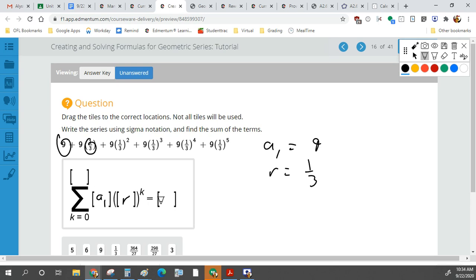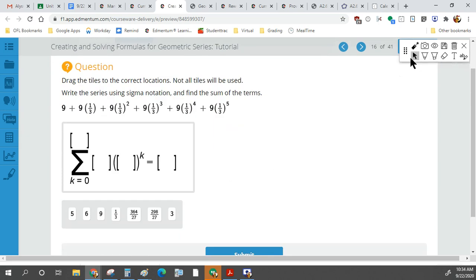And we need to figure out our recursive formula. So what we're going to do here is drag all of this here. How many terms do we go up to? 1, 2, 3, 4, 5, 6. There are 6 terms, so our n is 6.